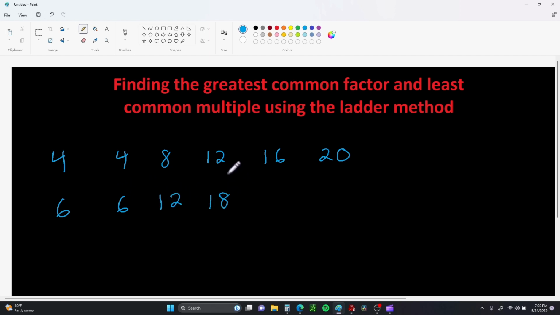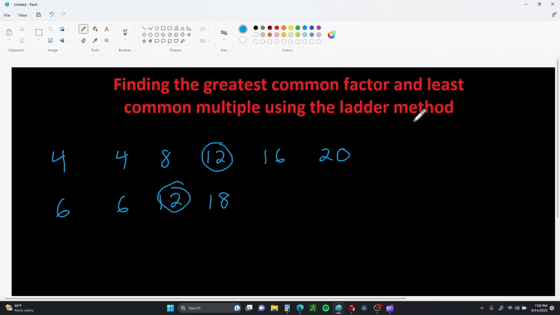I've already found the smallest multiple that they share in common, which is a 12. So the LCM is a 12. If these are really big numbers, I don't want to have to list the multiples of there. So that's what the ladder method is for. It gives a real fast answer.